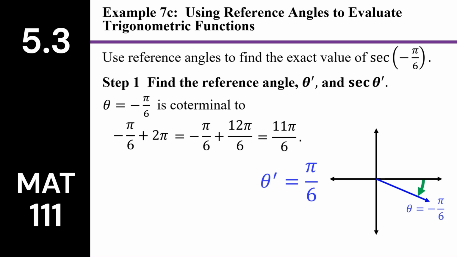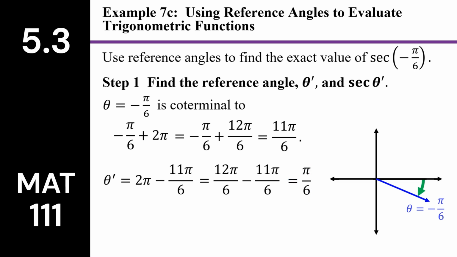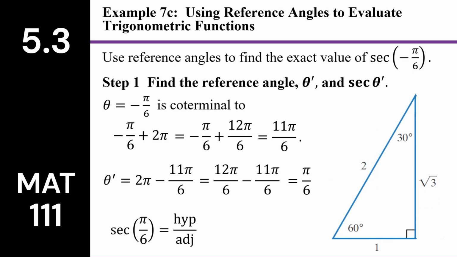We still need to find the reference angle. Since that's in the fourth quadrant, we subtract it from 2 pi. Getting the common denominator and subtracting, we get the same pi over 6 that we had seen earlier. So our reference angle is pi over 6, and now we'll find the secant of pi over 6. We'll use our 30, 60, 90 right triangle. Pi over 6 is equivalent to 30 degrees. The hypotenuse is 2, and the side adjacent to 30 degrees, or adjacent to pi over 6, is radical 3.